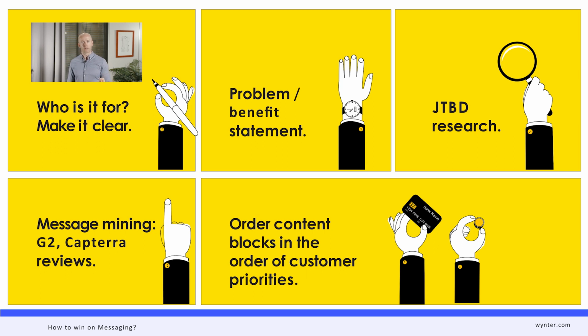Another thing about relevance is the order of content on your page, on your homepage, for instance. What's above the fold? What's in the second block, the third block, and so on? It shouldn't be random. It shouldn't be based on how the designer designed it, because the design should always come after the copy and messaging have been done. So you want to know the order of priorities for the target customer. What is the biggest problem? What is the second biggest problem? What is the third biggest problem? And so on. And you order the content blocks accordingly.